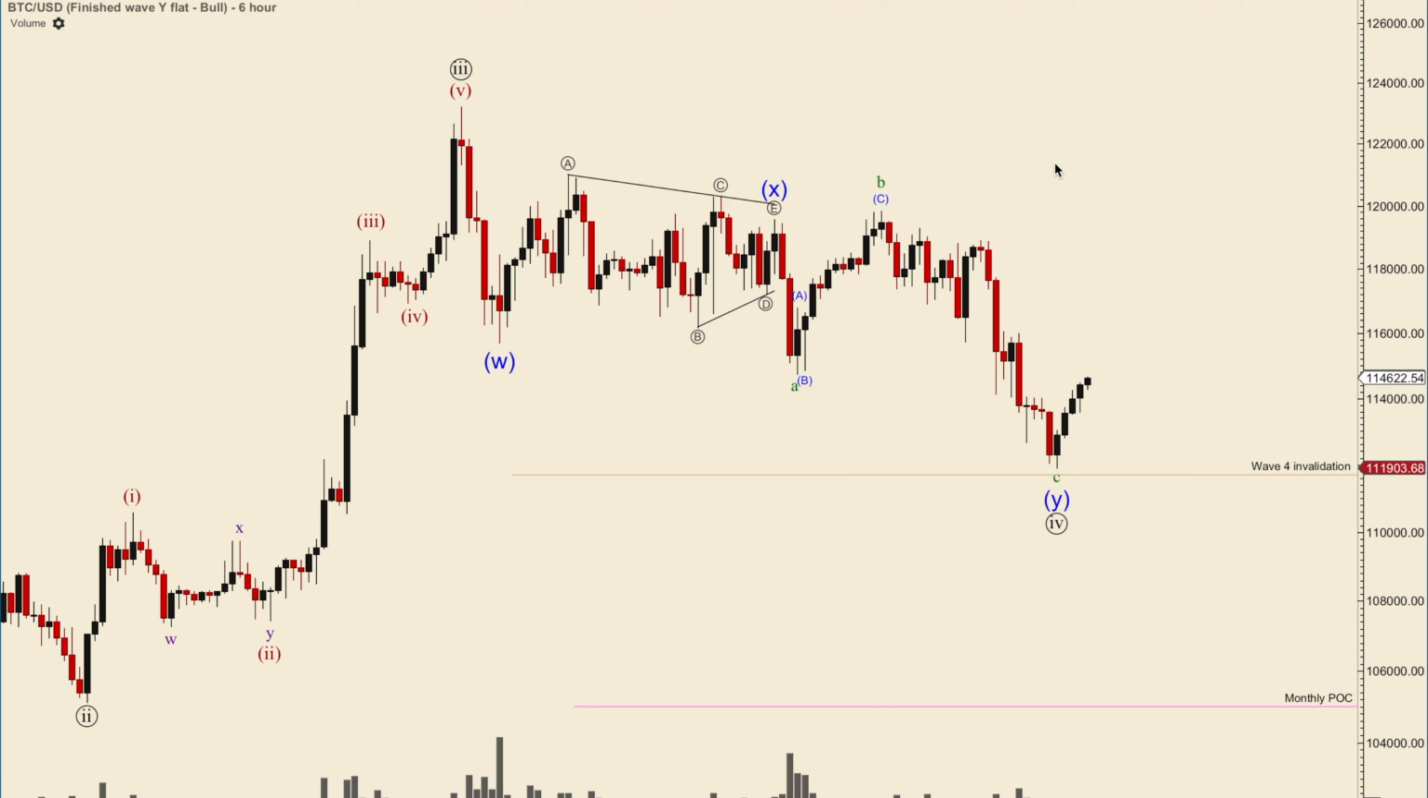So here's a quick update for the recent Bitcoin price action. So we basically have an invalidation zone here, which has confluence from a couple of scenarios. In this scenario, we are counting this as a finished wave Y. So this is a W, X, and then a flat A, B, C into a finished wave Y.